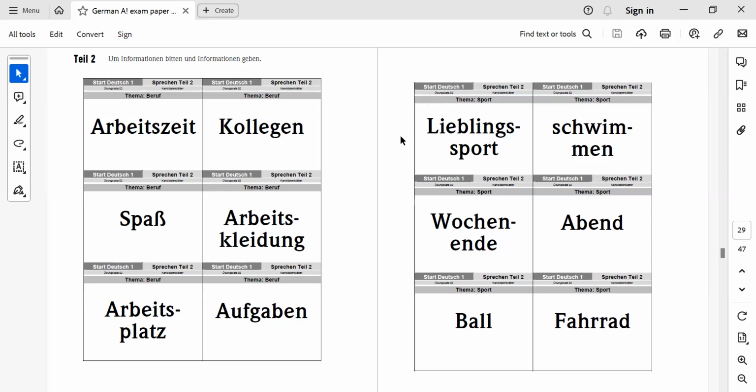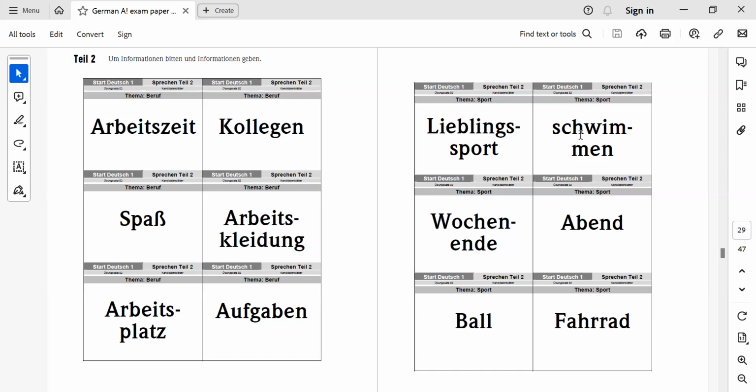Okay, so Lieblingssport is, as I told, it is favorite game. So was ist Ihr Lieblingssport? Welcher Sport ist Ihr Lieblingssport? Sehen Sie Ihr Lieblingssport? Do you watch your favorite game? What is your favorite game? So mein Lieblingssport ist Cricket. Or mein Lieblingssport ist Fußball. Ja, ich spiele mein Lieblingssport manchmal, sometimes.